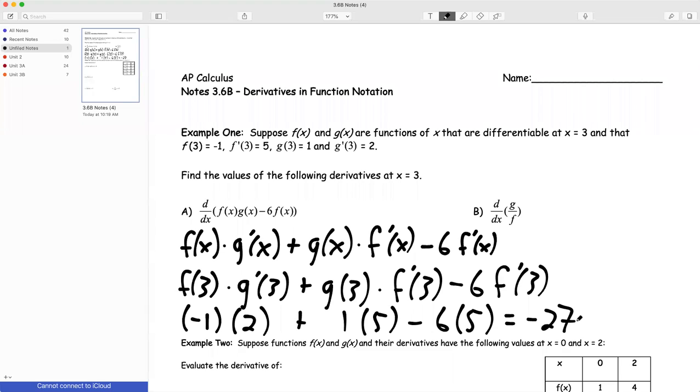Well, why don't you try the second one? I'm taking the derivative. I probably should have put in some x's in there. So I've got g of x divided by f of x. So I need to use my good friend number 2, the quotient rule. So go ahead and do that for me, please.